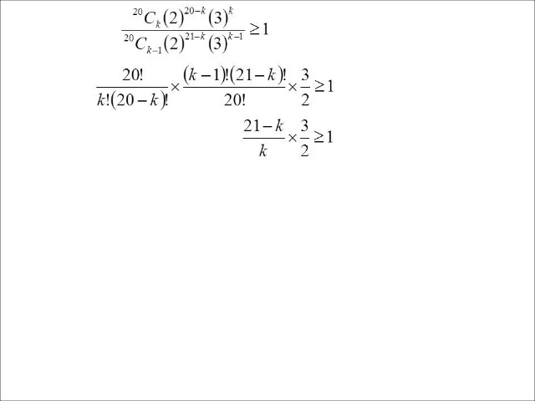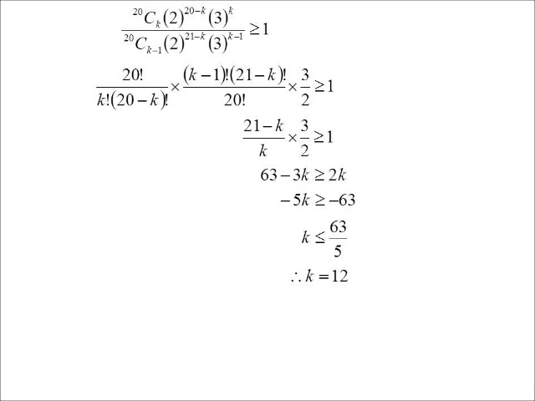Now I've got a very simple inequality to go and solve. So 63 minus 3k greater than or equal to 2k. We end up with k less than or equal to 63/5. But of course, k has to be a whole number. So I'm looking for the first whole number that satisfies this. 63/5, 12 and a bit, isn't it?